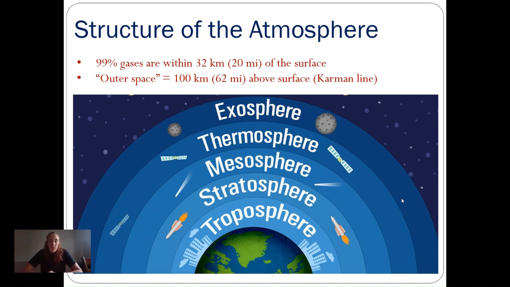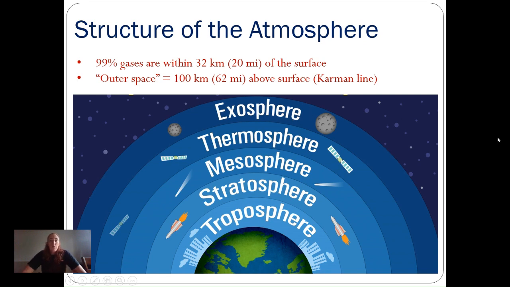So let's talk about the structure of the atmosphere. The atmosphere has layers, and if we work from Earth's surface outward, that's what we'll do. It starts with the troposphere, then we have the stratosphere, the mesosphere is above that, the thermosphere is above that, and then finally you reach the exosphere or outer space.